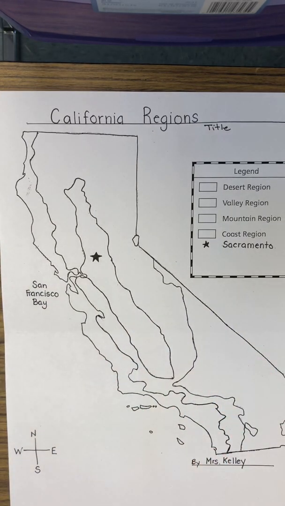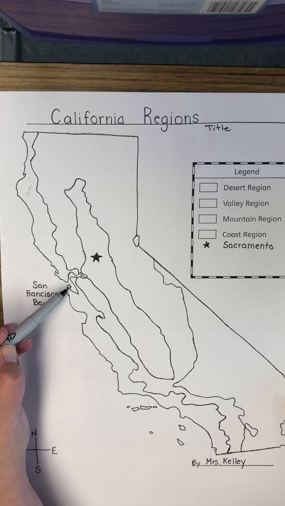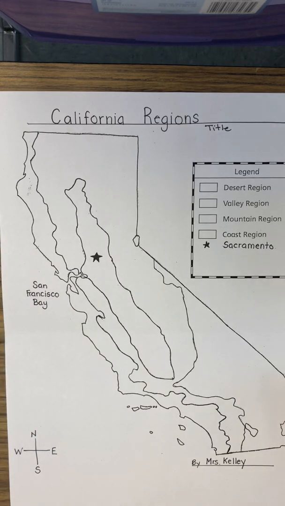And again, feel free to pause if you need to pause and zoom in and see what exactly it says. So that's the San Francisco Bay. And I know we're near it because we live on the water, all right? This would be San Francisco here. And if we go in just a touch, that's where Fremont is.